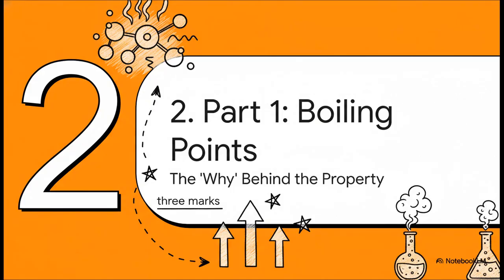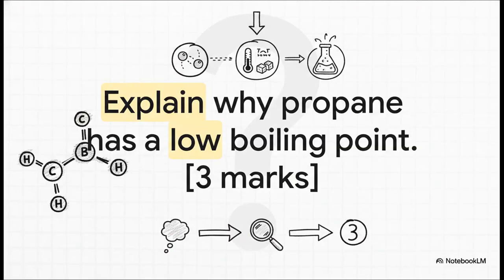Okay, let's jump into part 1. This is all about why propane acts the way it does, and it's our first chance to grab some marks. So the question is super specific. Explain why propane has a low boiling point. And that word right there, explain, is the key. It's a huge clue. It's telling you they don't just want a fact. They want a story, a chain of logic. And since it's worth 3 marks, you can bet we're going to need 3 connected ideas to get full credit.